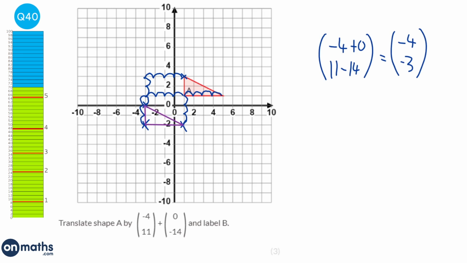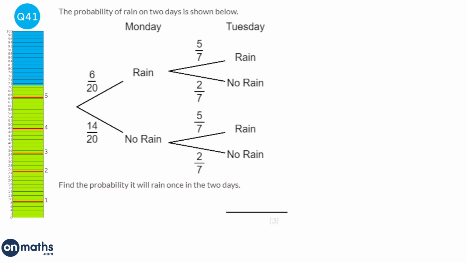And label the new shape B. So there are two outcomes that it will rain once in the next 2 days: rain and not rain, and not rain and rain. So to work out the probability it will rain on Monday and then not rain on Tuesday, what you're going to do is just multiply 6 over 20 by 2 over 7. So 6 over 20 times 2 over 7, and that will give us 12 over 140.